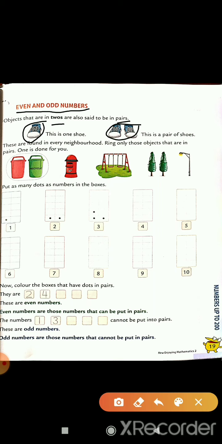These are found in every neighborhood. Here some pictures are given. We have to circle the objects that are in pairs. In pairs means there should be two objects. One is done for us.